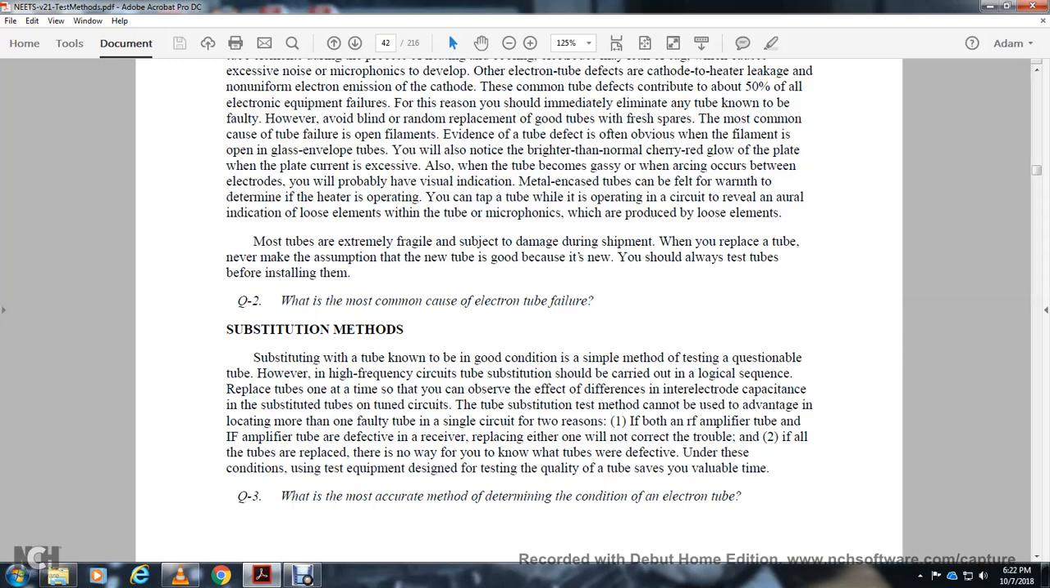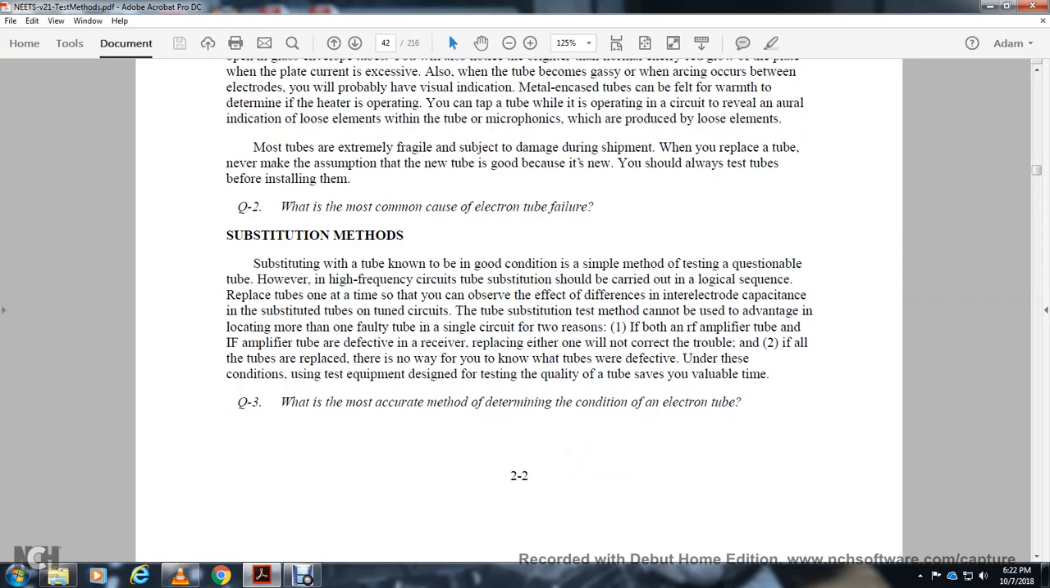Tube substitution is a test method that can be used for locating more than one faulty tube within a single circuit. For two reasons, such as a radio frequency amplifier tube and an intermediate frequency amplifier tube affecting the receiver, replacing either one alone would not correct the trouble. If all of the tubes are replaced, there is no way to know which tube was defective. Under these conditions, test equipment designed to test the quality of the tube saves valuable time.